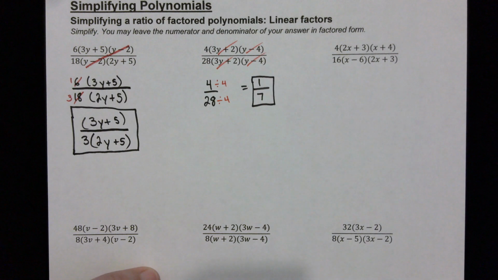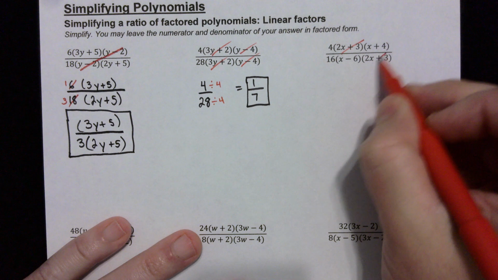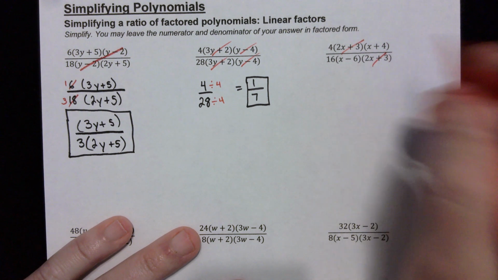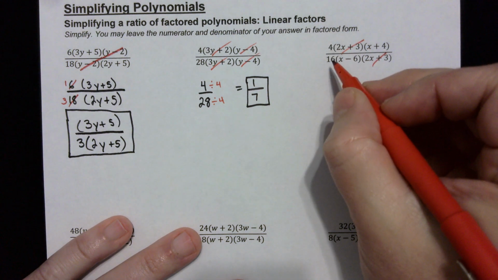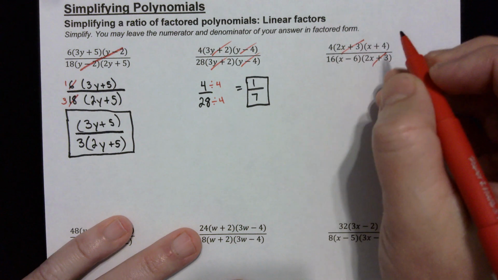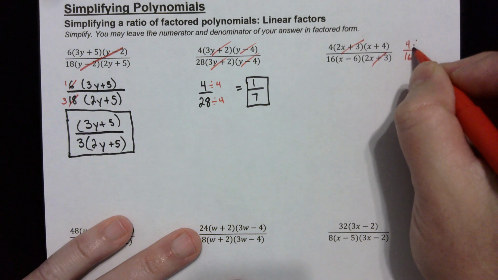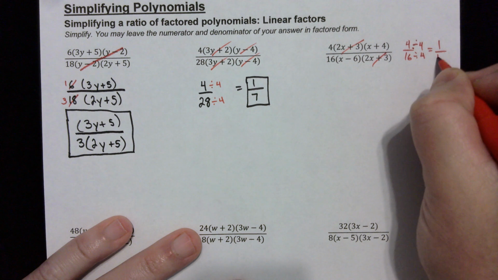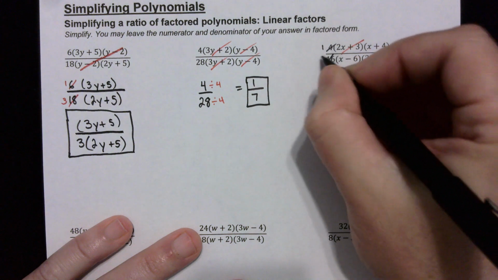Next problem. Let's see, we have 2x plus 3 and a 2x plus 3. And then we have these two terms. They're similar, but they're not exactly the same, so we're going to leave those alone. Now let's deal with the numbers. We have a 4 and 16. So what goes into both of those? 4 does. So if we have 4 over 16 and we divide the top and bottom by a 4, that'll be 1 over 4. So this will be a 1, that'll be a 4.